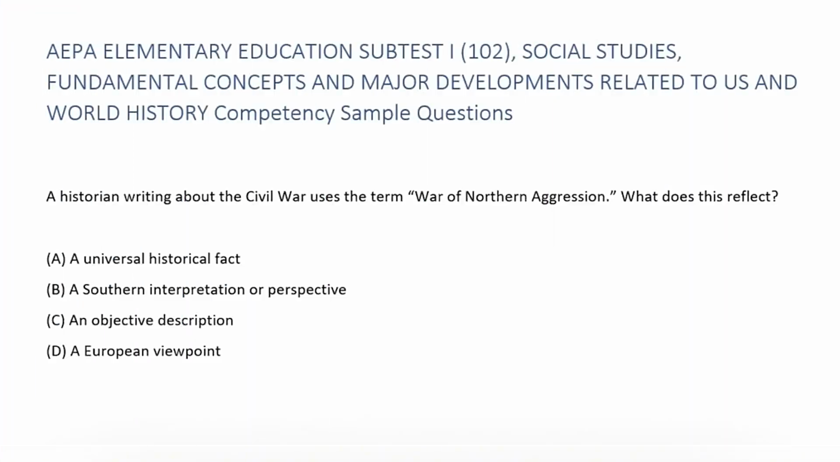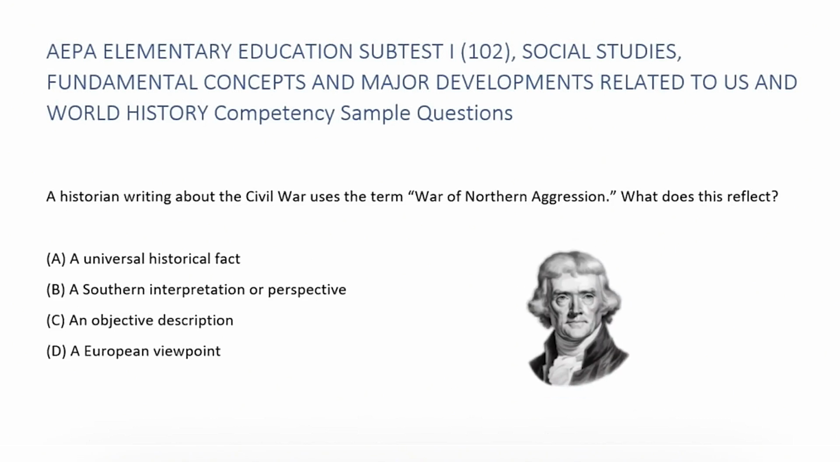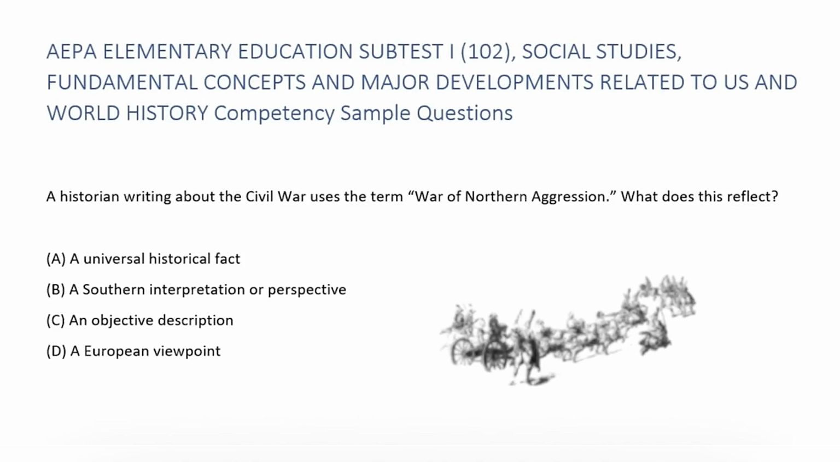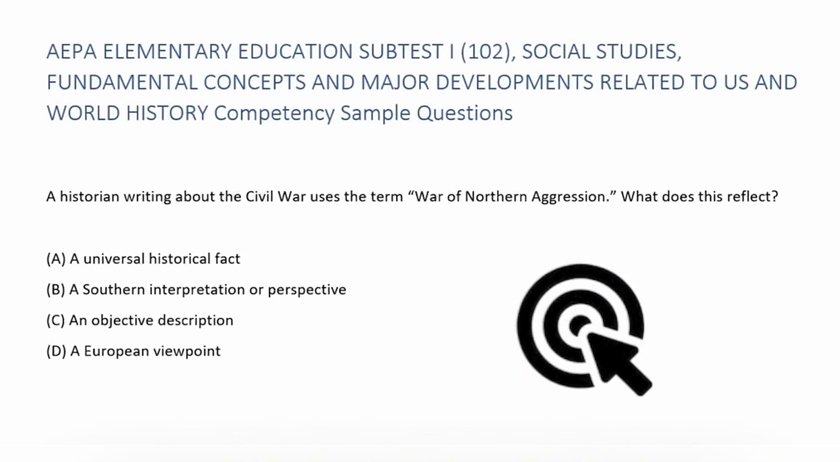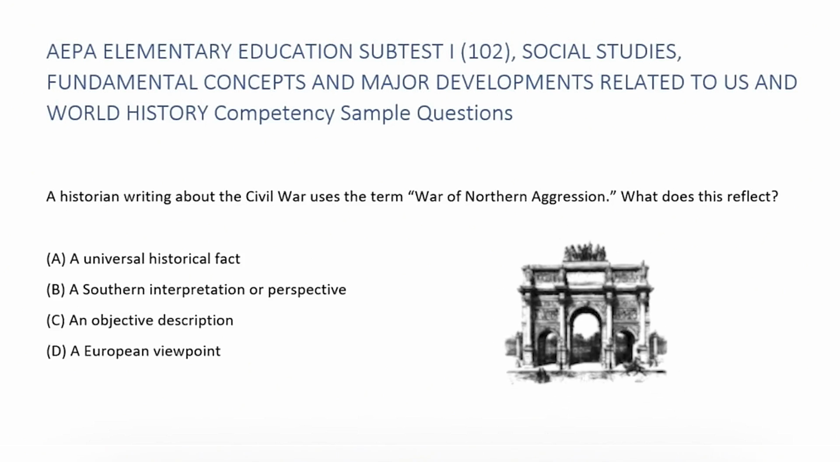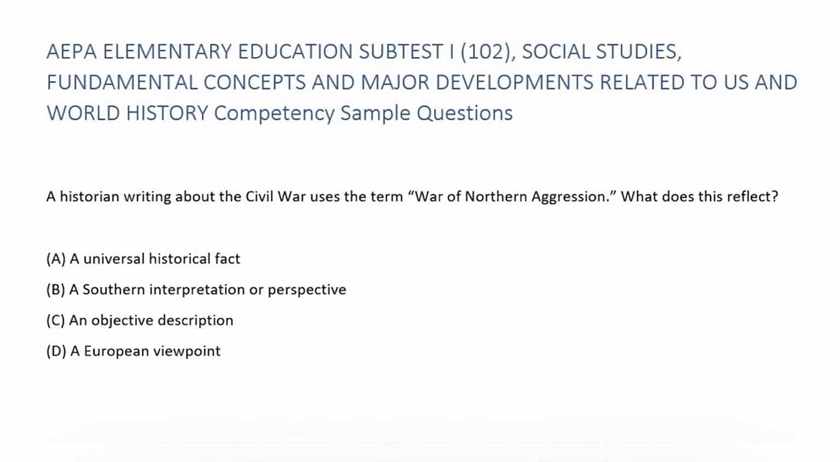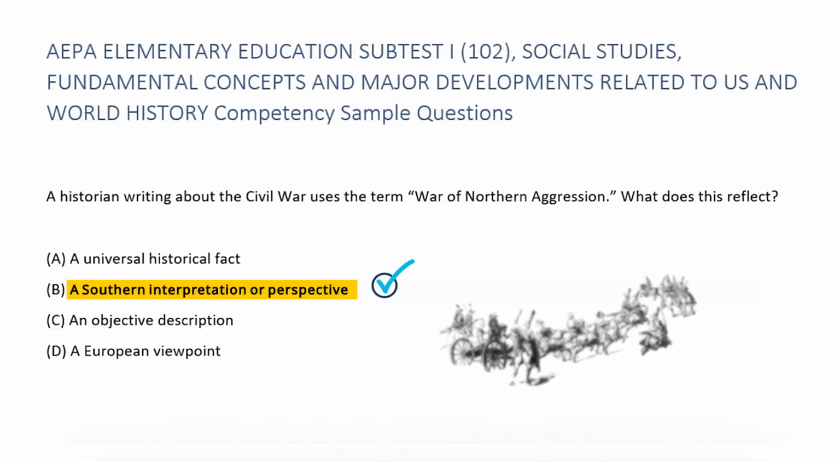Question number 2. A historian writing about the Civil War uses the term War of Northern Aggression. What does this reflect? A. A universal historical fact. B. A Southern interpretation or perspective. C. An objective description. Or D. A European viewpoint. The correct answer is B. A Southern interpretation or perspective.